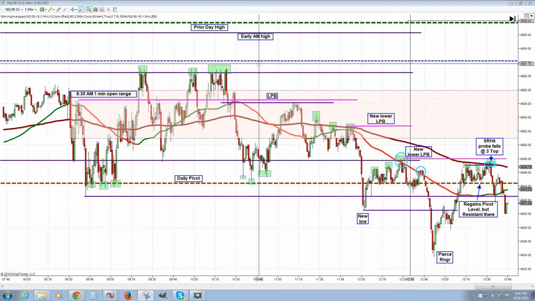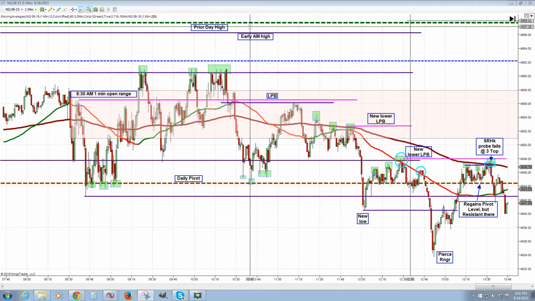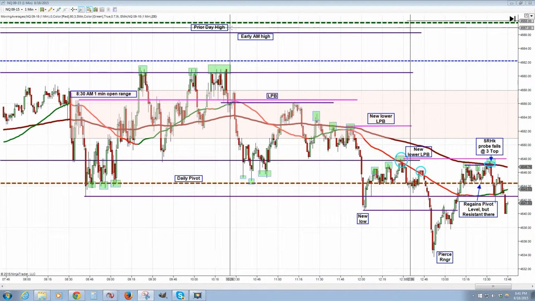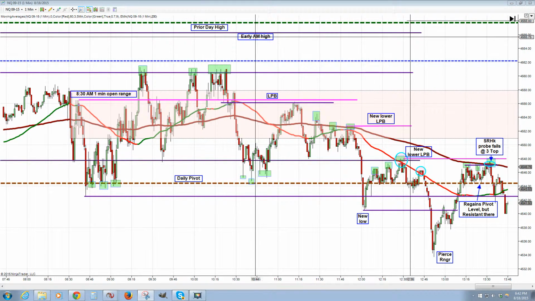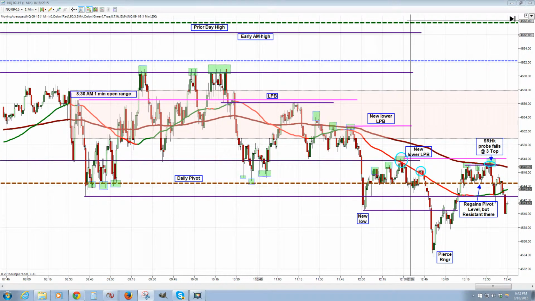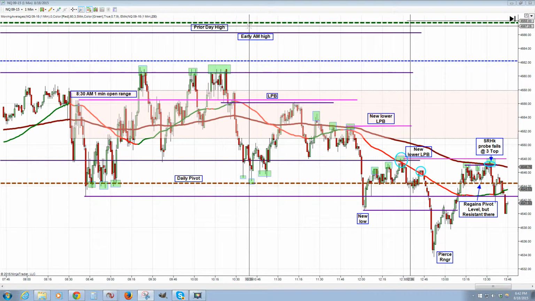This is the open. The blue line I used is for the night session open the day before. And this is the prior day's high up here. And this is early morning after midnight and the 8:30 open. This was the high, so that's a significant level right under the prior day high.